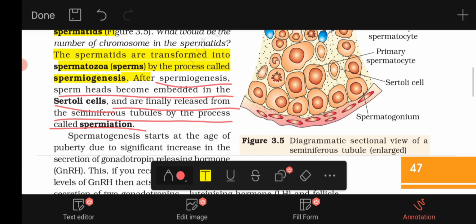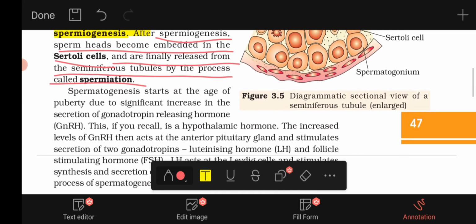So spermatogenesis is formation of sperms. It has two processes. One is the meiotic division leading to formation of spermatids. Then there is transformation of spermatids to spermatozoa or sperms. This is called spermiogenesis. And finally, their heads become embedded in the Sertoli cells, and they are then released from the seminiferous tubules by a process known as spermiation.